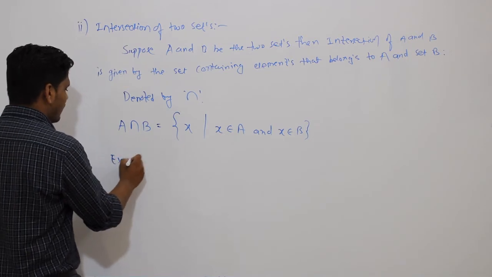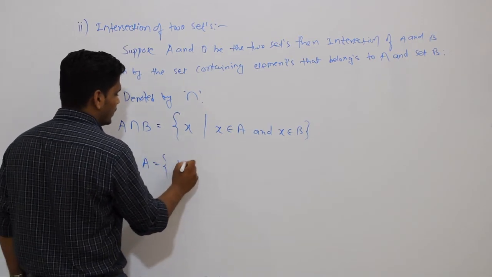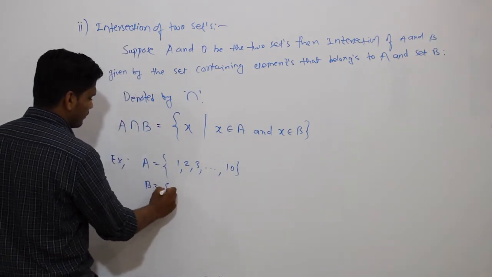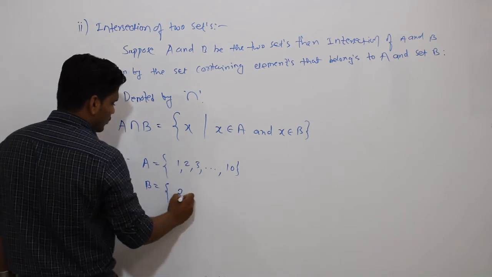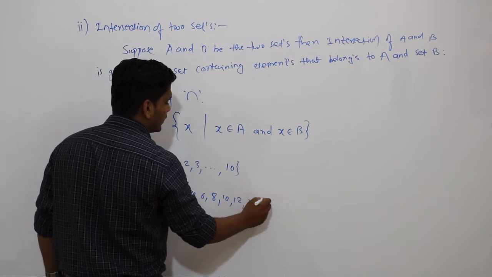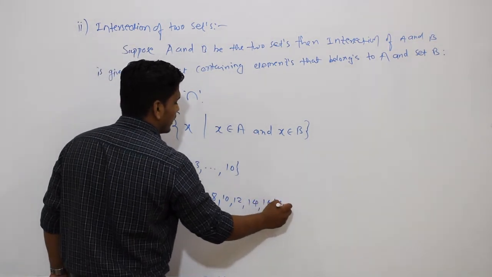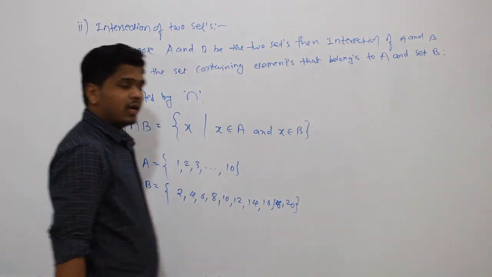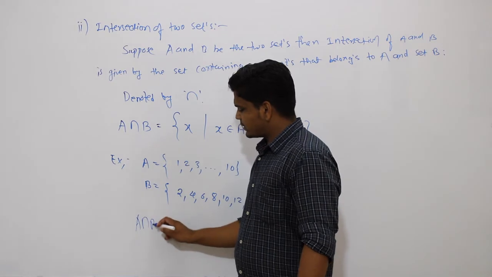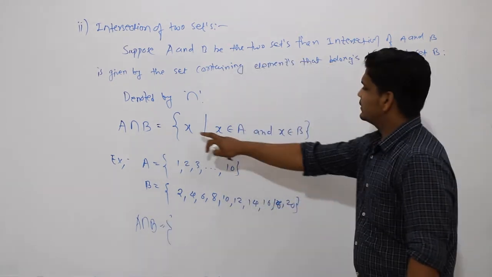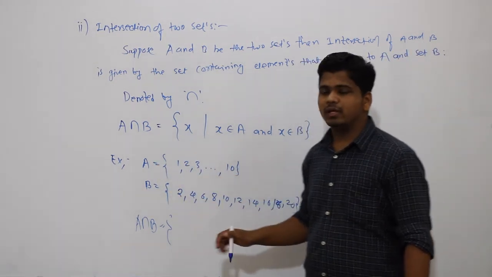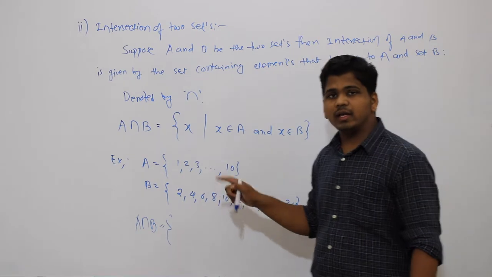For example, here my A equals 1, 2, 3 up to 10, and my B equals 2, 4, 6, 8, 10, 12, 14, 16, 18 and 20. Okay, this is my A and B. Now what I will take? I will take A intersection B. Okay, A intersection B will be all those elements that are in A and in B. Means here 1 is in A but 1 is not in B. Therefore I will not consider 1 in A intersection B.